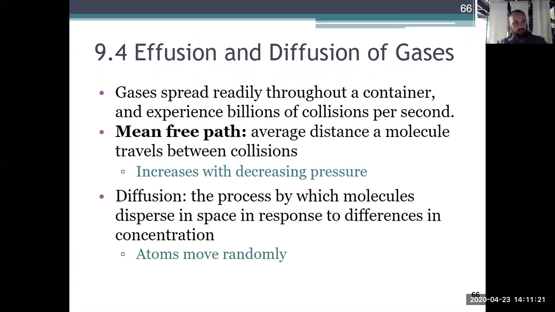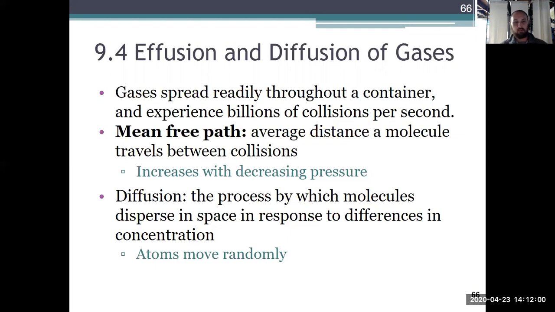Everybody should be familiar with the fact that gases spread readily throughout a container. If you had a closed container of a poison gas, you wouldn't just set it on the table in front of you, open it up, and be calm, because gases spread throughout their container. And as a gas molecule moves, it doesn't have to worry just about colliding with the walls of whatever it's in. It also has to worry about colliding with other gas molecules. So we can talk about gases in terms of something that's known as their mean free path: the average distance a molecule travels between collisions.